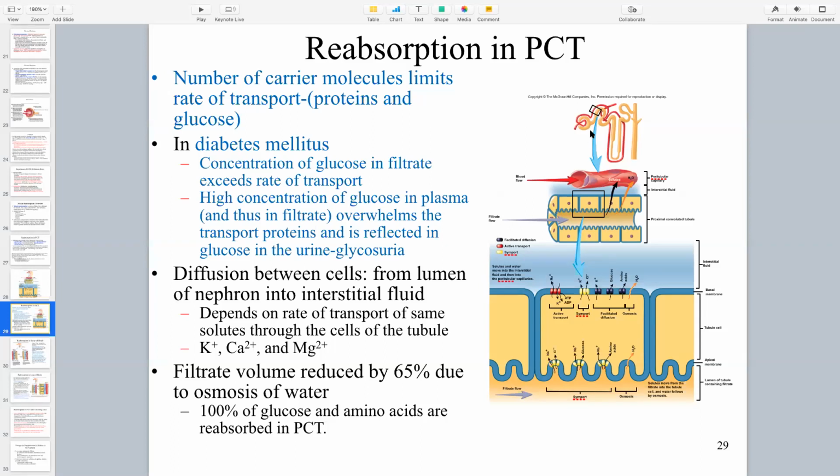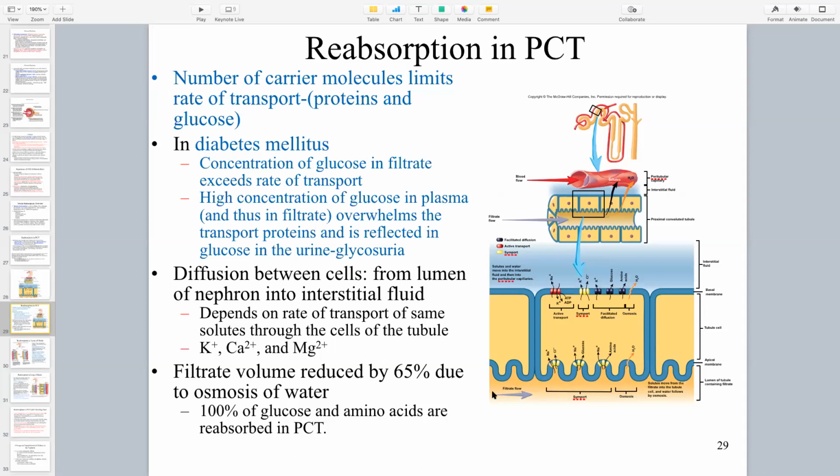What occurs then? What occurs is as that filtrate courses through, there are not enough receptors to reabsorb all that glucose as that filtrate enters the descending limb. As it overwhelms all of these receptors, what happens? Some of the glucose stays in the filtrate. Some of it gets reabsorbed, but there's just too much to reabsorb.